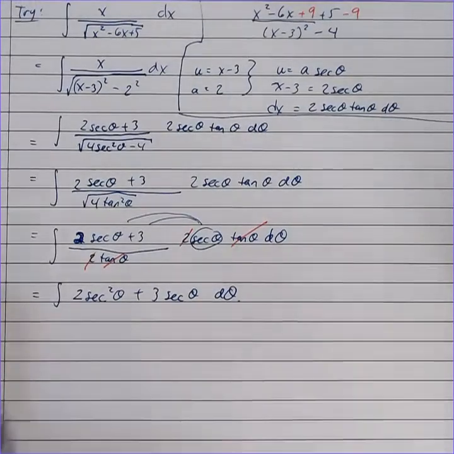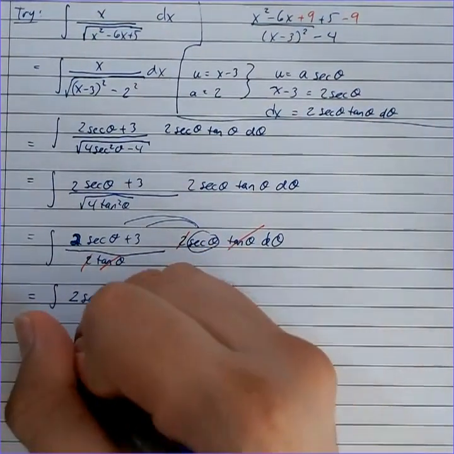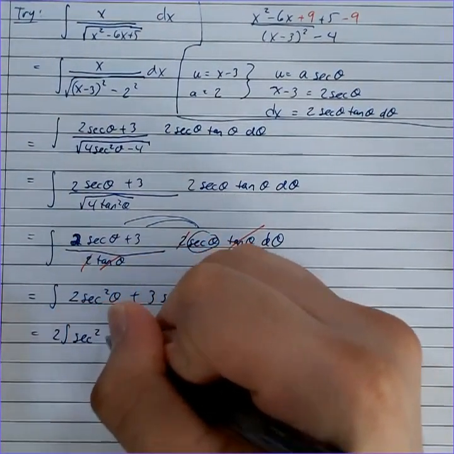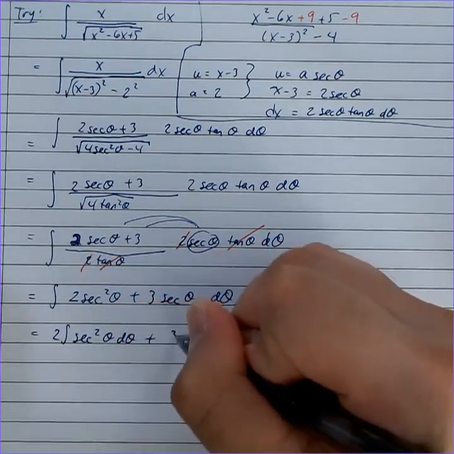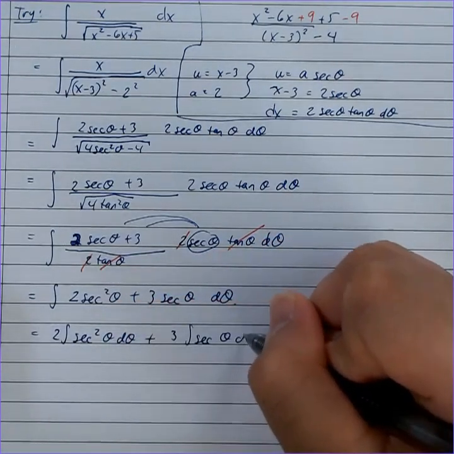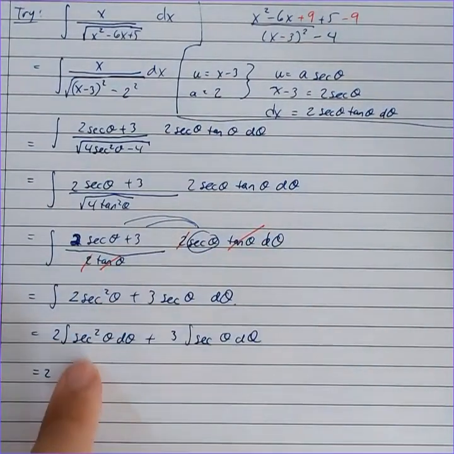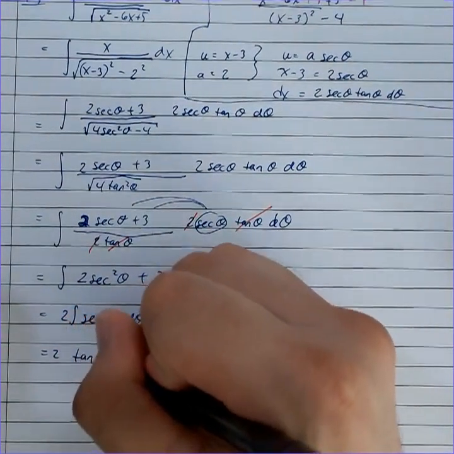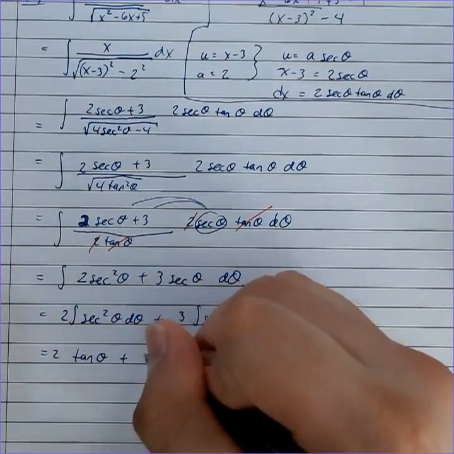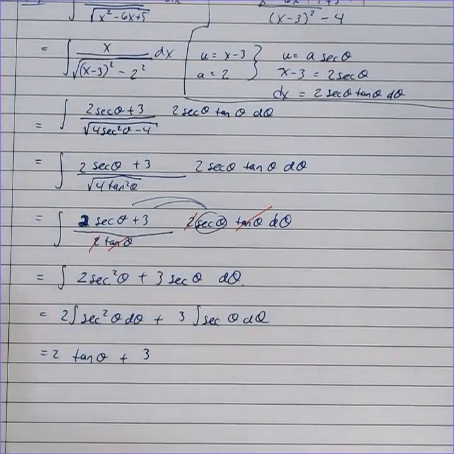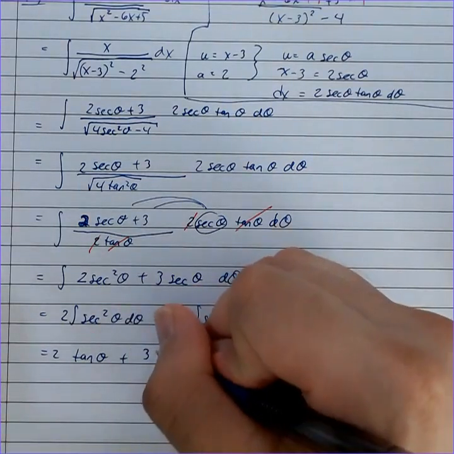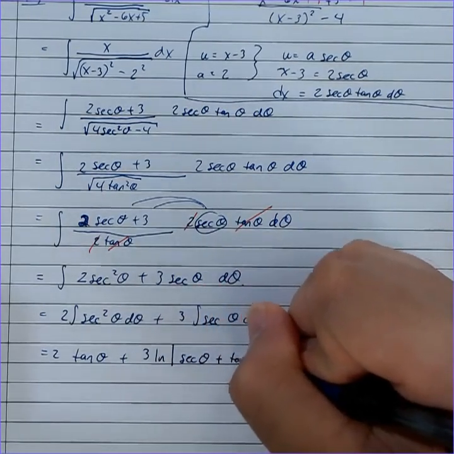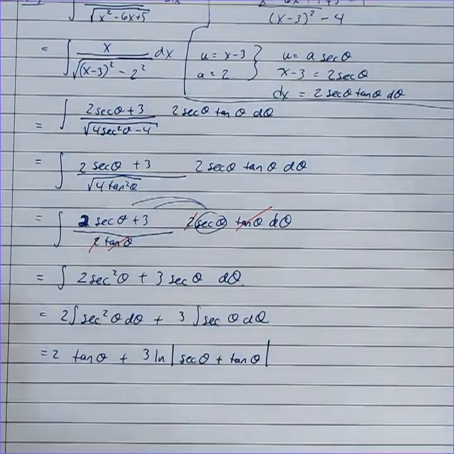All right, so now we can go ahead and integrate each of these. Using linearity, we can split that as 2 times the integral of secant squared of theta d theta plus 3 times the integral of the secant of theta d theta. And we know the integral of secant squared of theta d theta, that's just the tangent of theta. Plus 3, we know the integral of the secant of theta. That was that strange one. That's going to be natural log of the absolute value of secant of theta plus tangent of theta, plus a constant of integration.